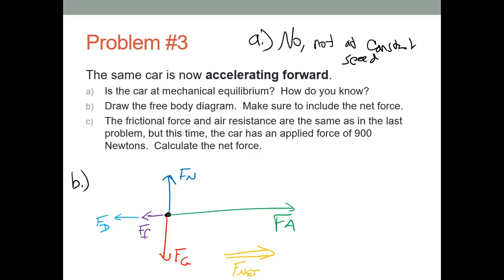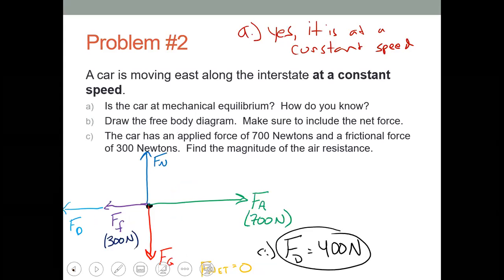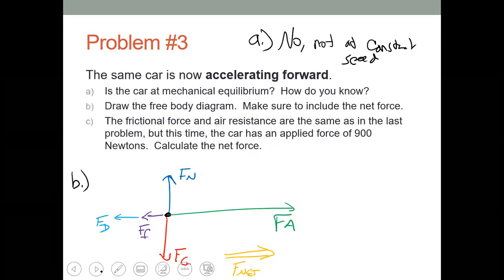All right. So it says the frictional and air resistance are the same as the last problem, but this time the car has an applied force of 900. So let's look back. In the last problem we had friction is 300, drag is 400. So let's add that to our picture.